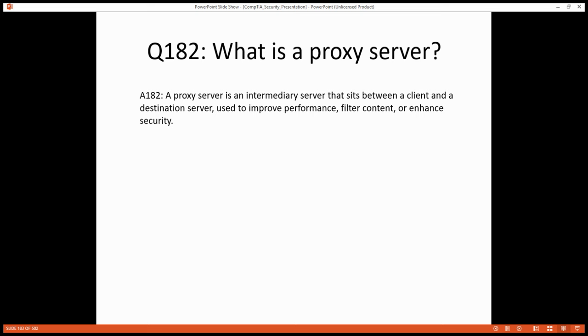Q182. What is a proxy server? A182. A proxy server is an intermediary server that sits between a client and a destination server, used to improve performance, filter content, or enhance security.